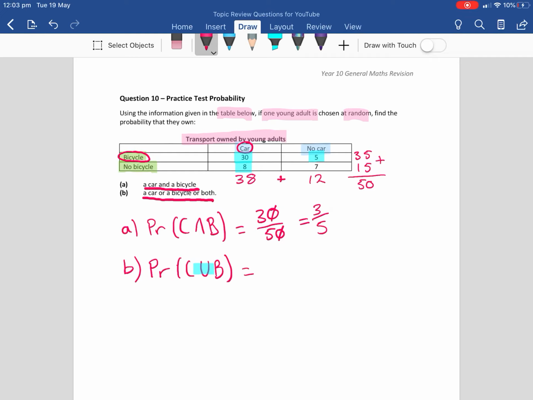So adding those up, you get 30 plus 5 is 35 plus 8, which is 43. And that is out of 50. We can't simplify that anymore, so that's your answer. Okay, so it's important that you remember, look at these blue highlighted bits, if you're trying to find the union, which is this question, car, bicycle, or both, you need to include those three numbers.